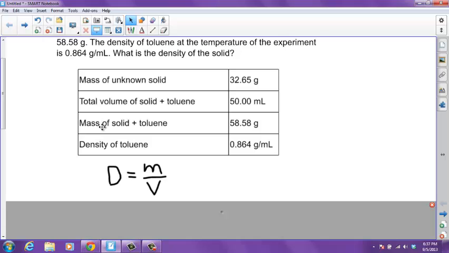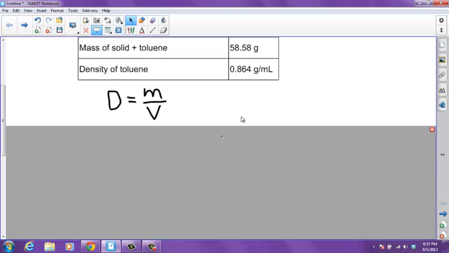We could find the mass of toluene, so that's how we're going to get at least one of the volumes, and then we can come back to this volume and then separate them out once we have toluene's volume. Alright, so in order to do that, the first thing we need is the mass. We have a combined mass, but we do have the individual mass of the unknown solid, so we can go ahead and subtract those. I'm going to scroll down.